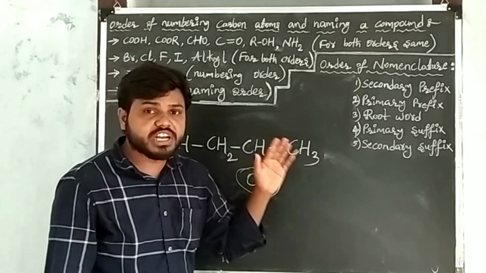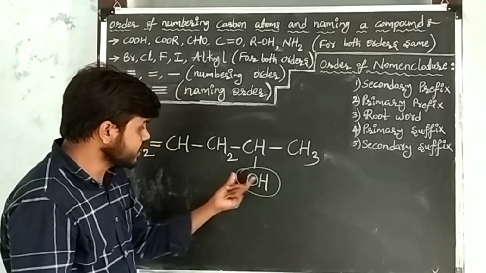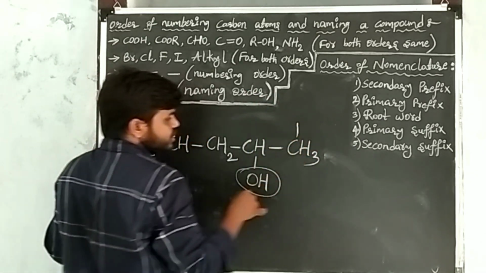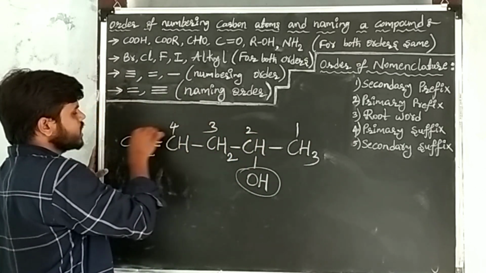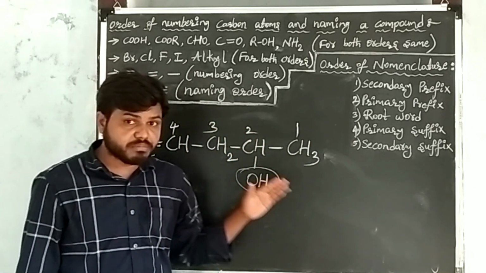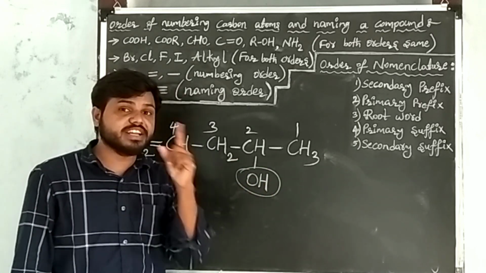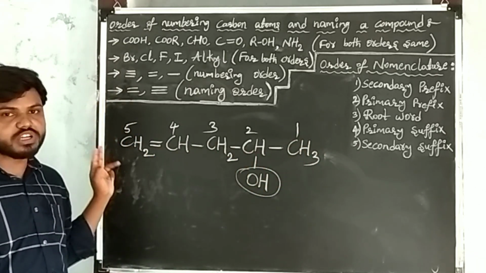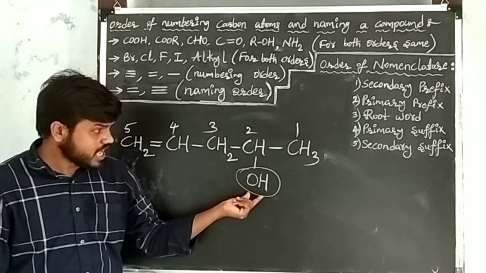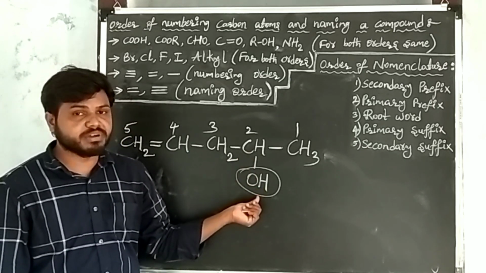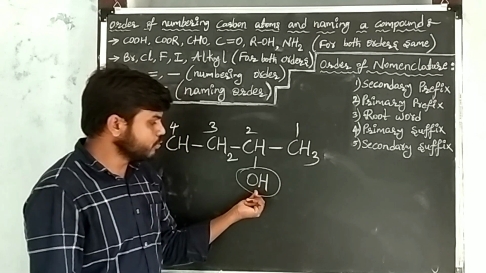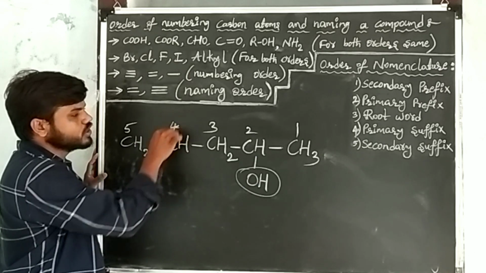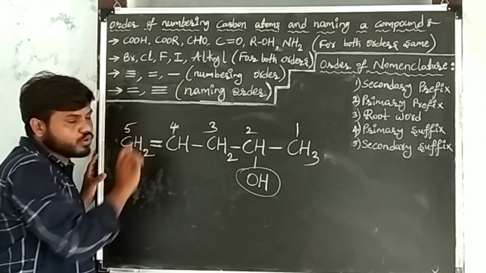Now give the numbers to each carbon atom in such a way that this alcohol should get the least number. In that way, we should give numbers. That's why I am starting from right side. First carbon, second carbon, third carbon, fourth carbon, fifth carbon. Alcohol position is what? Second carbon. So it is least position, least number. And the position of double bond is what? Fourth carbon.